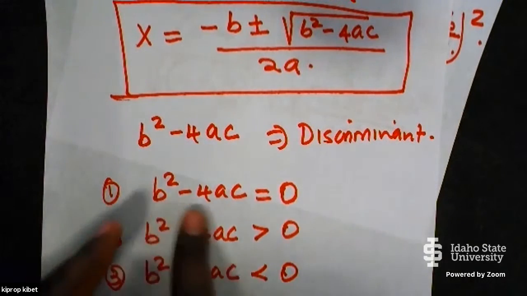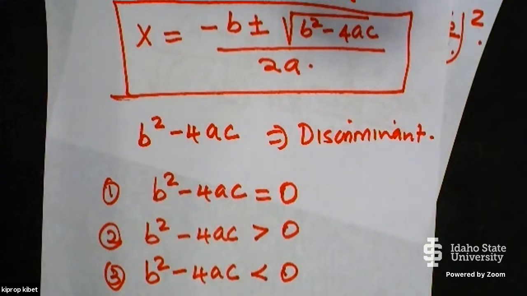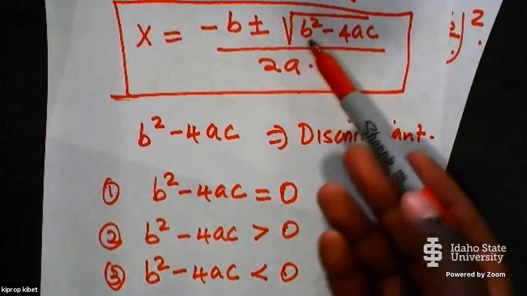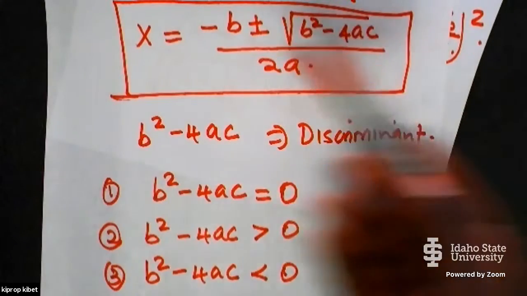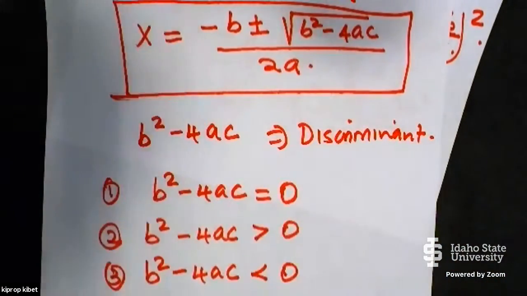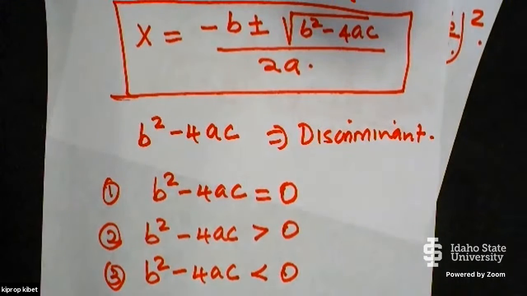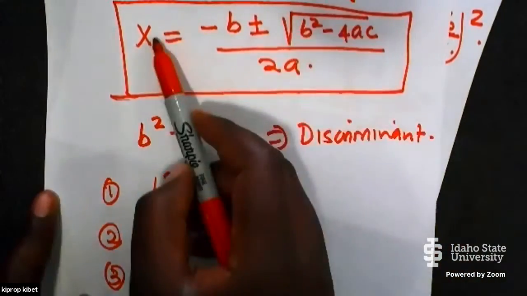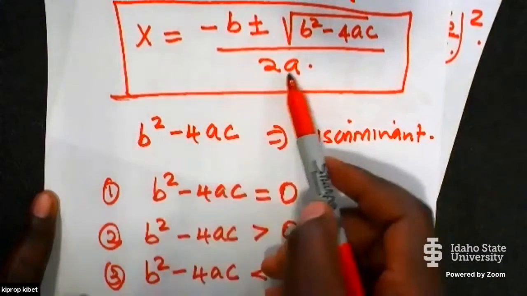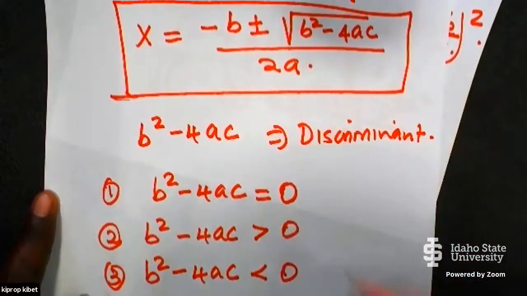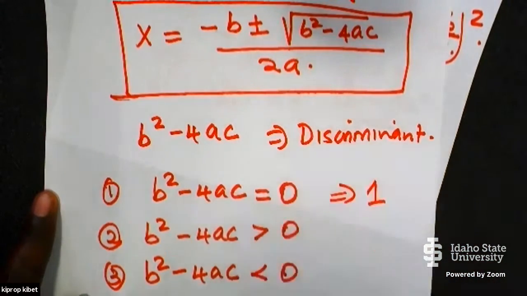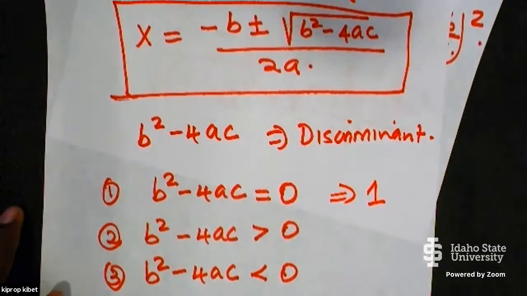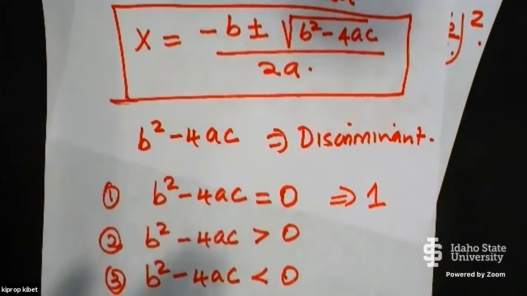Now, if b squared minus 4ac equals 0, we will only get one solution. If this is 0, looking at this, then you only get x to be minus b over 2a, right? So we only get one solution, one value of x.